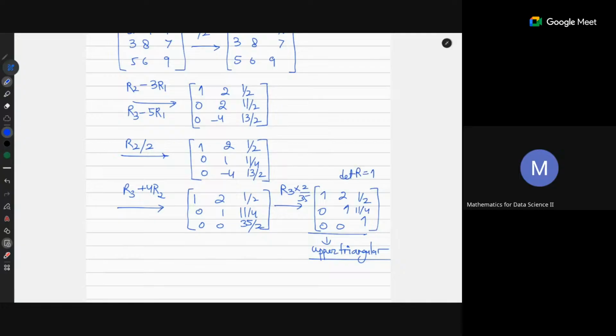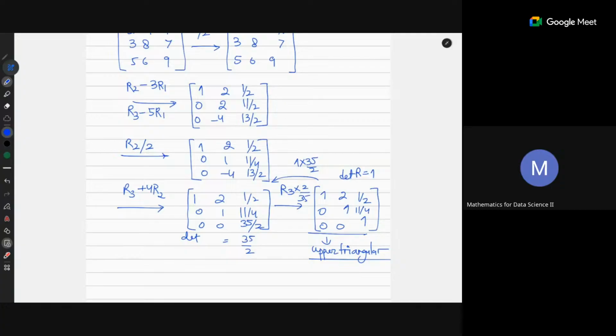Now you can trace back. So multiplying a row with 2 by 35 is the same as multiplying your determinant by 2 by 35. That means the earlier determinant is 1 by 2 by 35, basically the inverse of that. All right. And now if you add any two rows, this doesn't change as we saw. So it will not affect. So the determinant of this matrix will be 35 by 2.